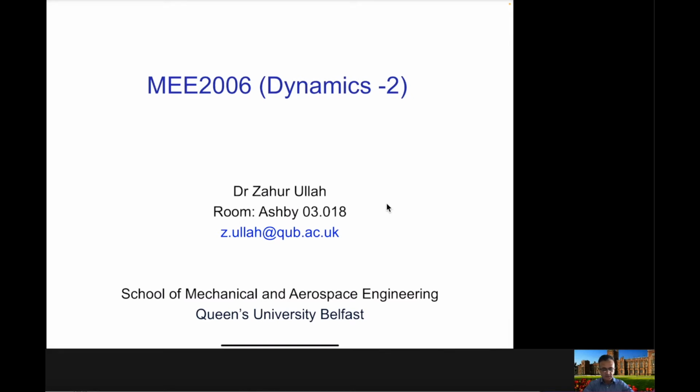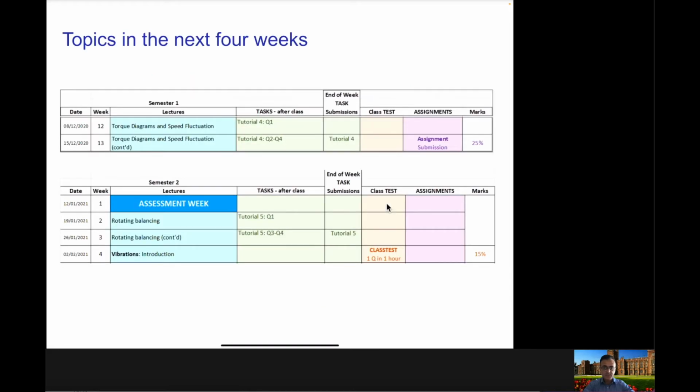Now, in the next 4 weeks, we will discuss mainly two topics. The first topic that we will discuss in the first semester is about the torque diagram and speed fluctuation, and then the second topic that we will discuss in the second semester, in the first 2 weeks, is about rotating balancing.